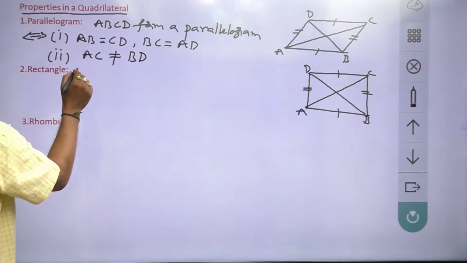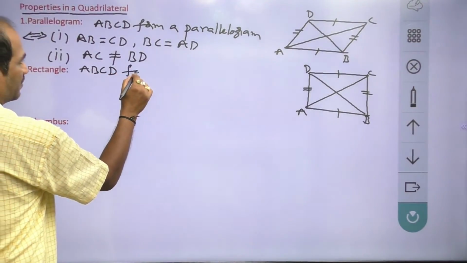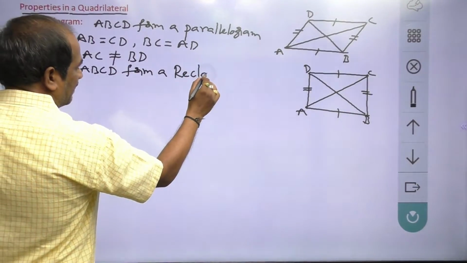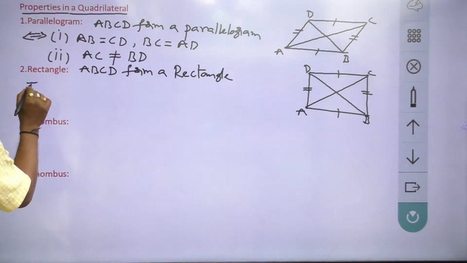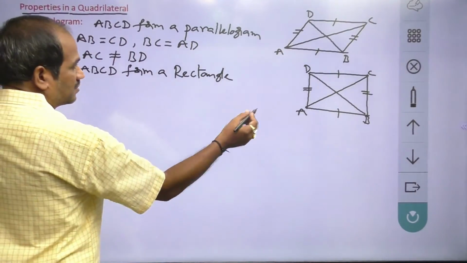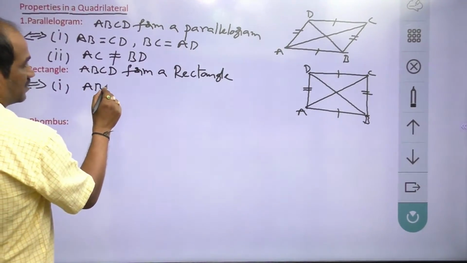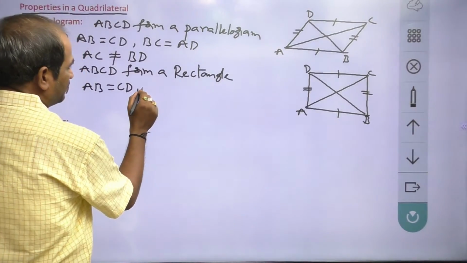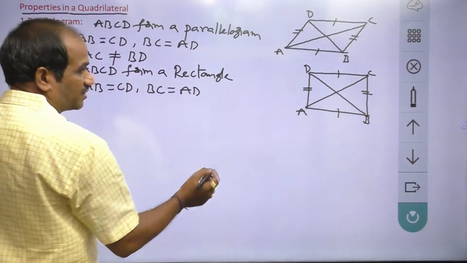Here ABCD forms a rectangle if and only if the conditions hold. The first condition is the length of opposite sides: AB is equal to CD, and BC is equal to AD.